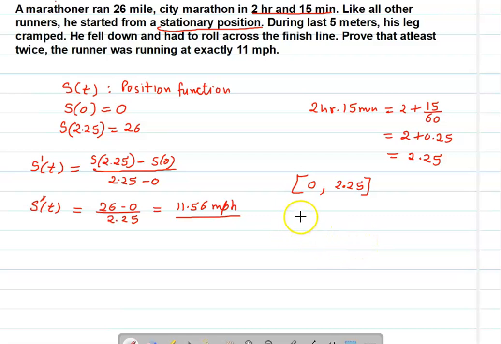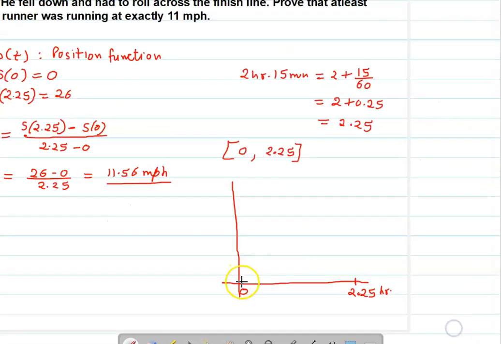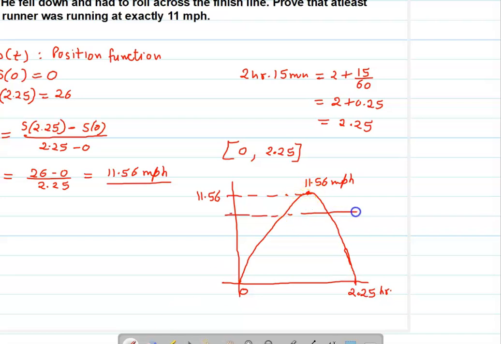Let us understand this with the help of a graph, a velocity graph. The interval is from 0 to 2.25 hours. He started with a velocity of 0 from the initial point and touched a peak of 11.56 mph. He reached the peak velocity of 11.56 mph, and when he reached the finishing line, his velocity was again 0. While reaching its peak, it must have crossed the line of 11 mph.